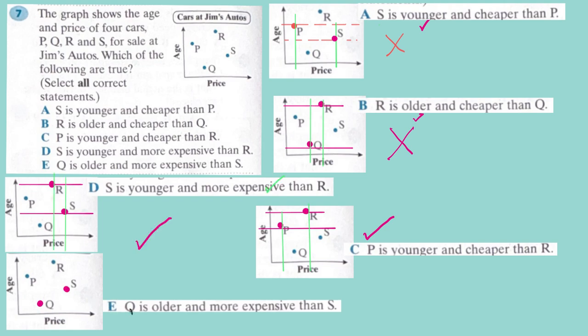And the last statement is that Q is older than S. So let's just have a look at Q and S. Well, I can see straight away that S is actually older than Q, so this is not going to be right. So we might dismiss this altogether. And we only have 2 statements which are true, and that is C and D.